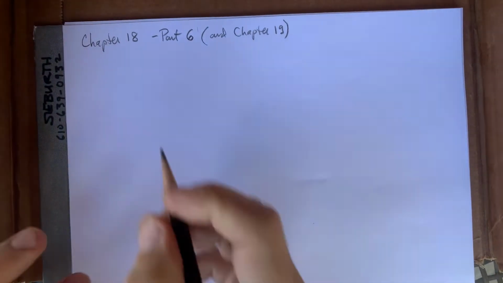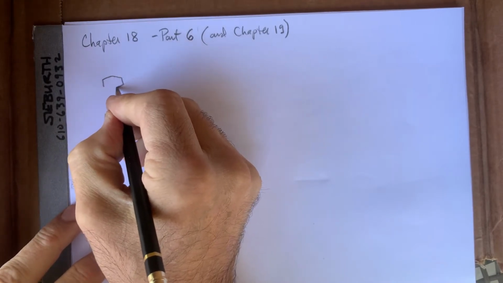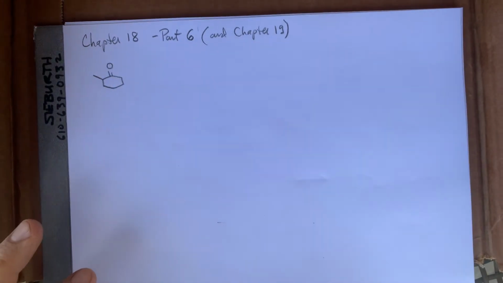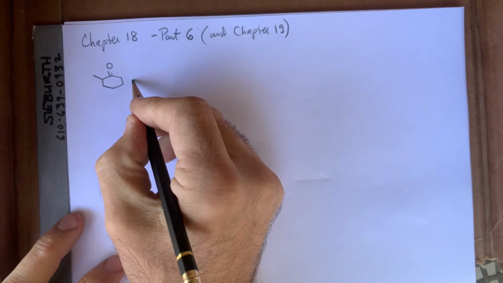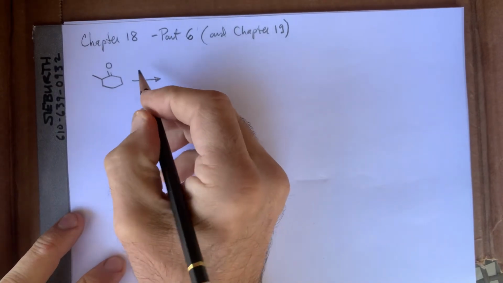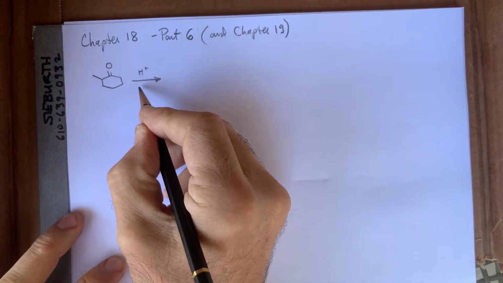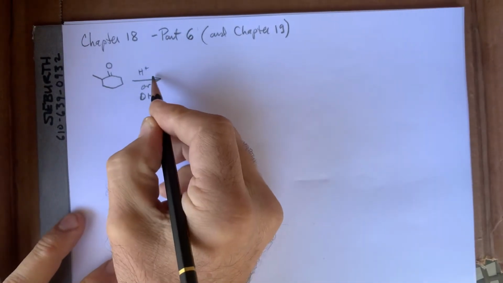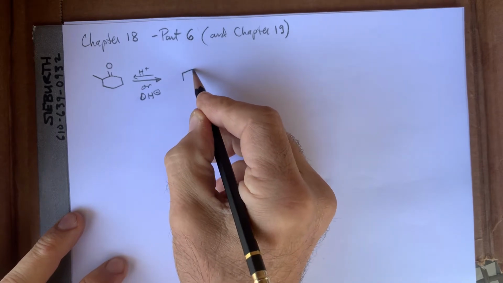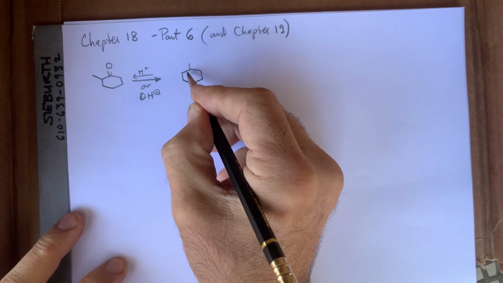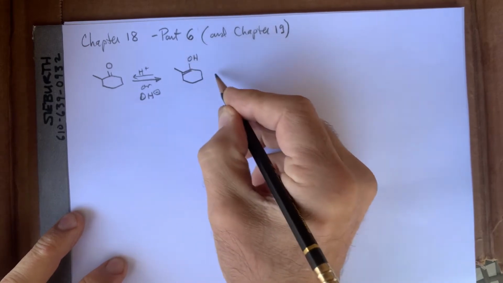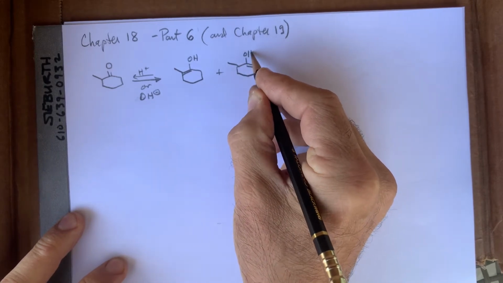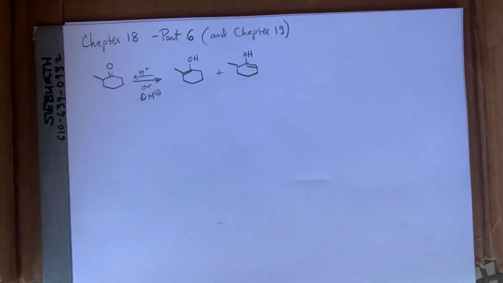So, in the previous recording, I was talking about 2-methylcyclohexanone, and if you add acid or base, you'd set up an equilibrium between the enols, of which there are two, and the ketone. And this is an equilibrium.